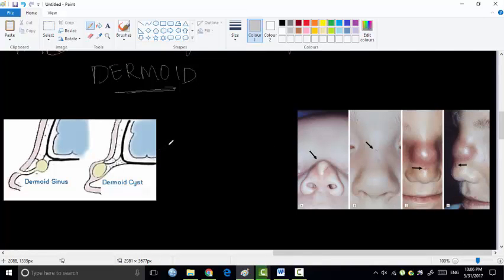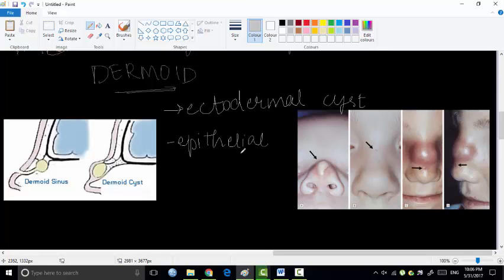So now let us deal with dermoid. These are the different pictures of dermoid cyst. This is an ectodermal cyst, right? And an epithelial lining is seen, plus dermal structure. There will be an epithelial lining with dermal structure.